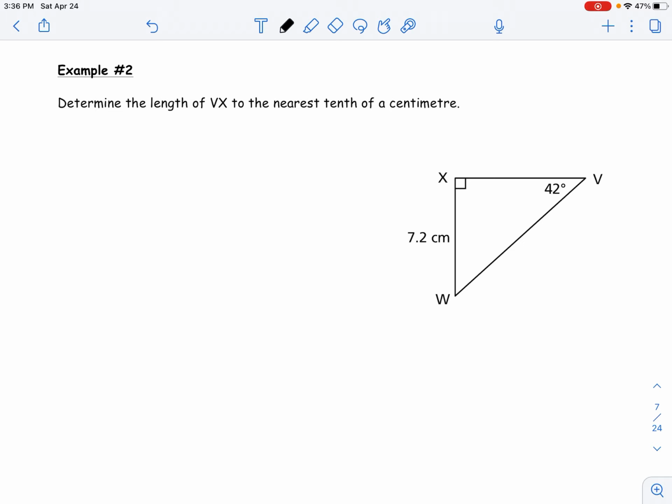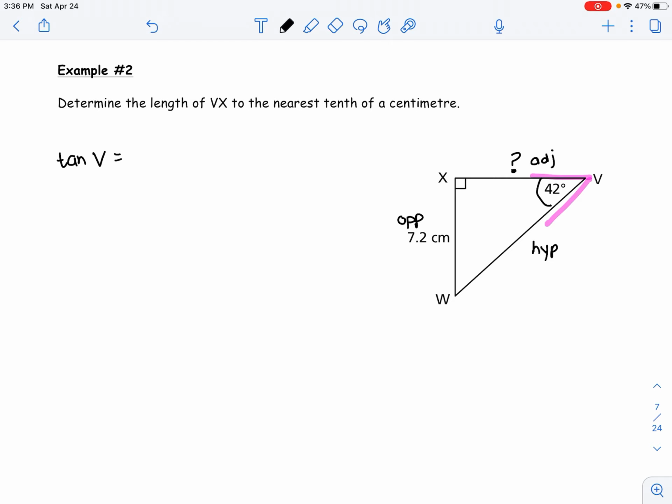Example number 2, they want us to find VX. So this is the side we're trying to look for. And then what we want to do is fill in what angle we're looking from. So this is the angle we're looking from, which means that one of these 2 lengths here is our hypotenuse, and the longest is always your hypotenuse, which means that the side we're looking for is called our adjacent side. And then opposite is literally opposite to the angle you're looking from. So OPP. So in this case, we're doing tan from angle V, because that's the angle we're looking from.